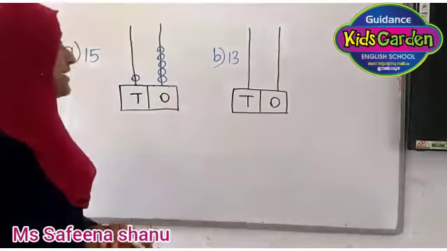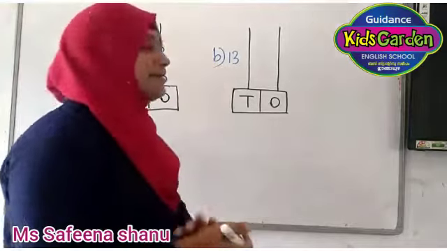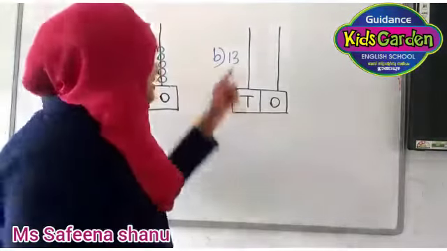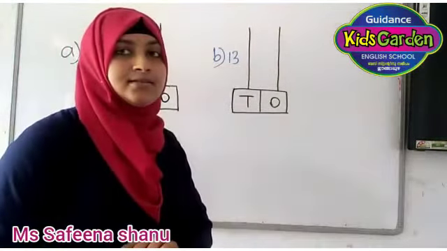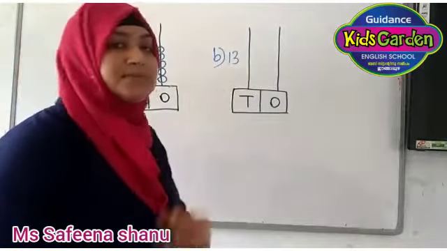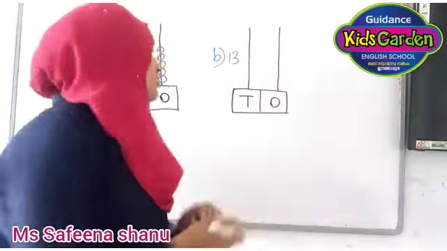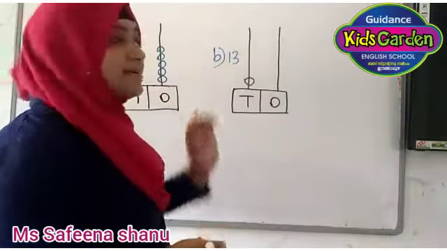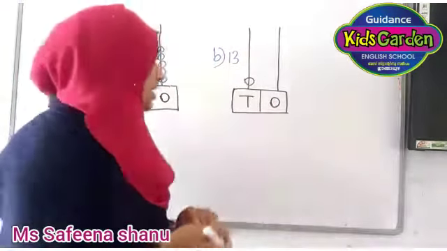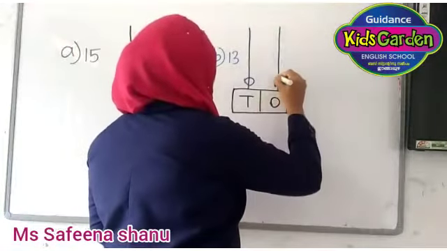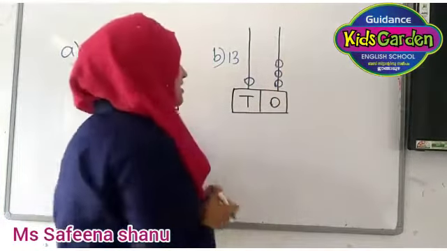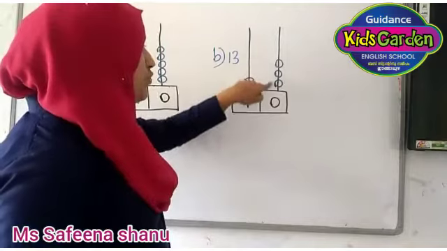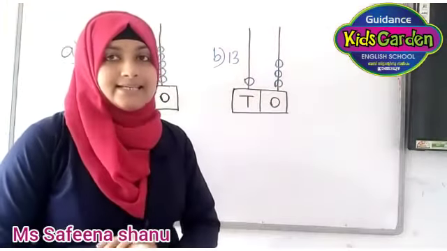Okay. The next question, 13. How to represent 13 on abacus? How many tens here? Only 1 ten. Then, how many ones here? 3 ones. 1, 2, 3. 1 ten, 3 ones is equal to 13.